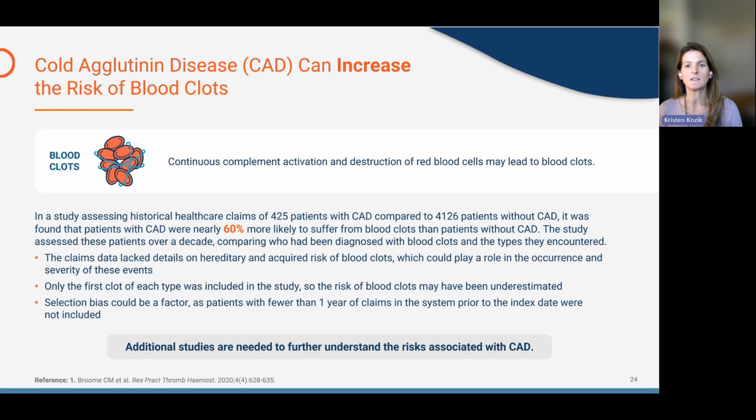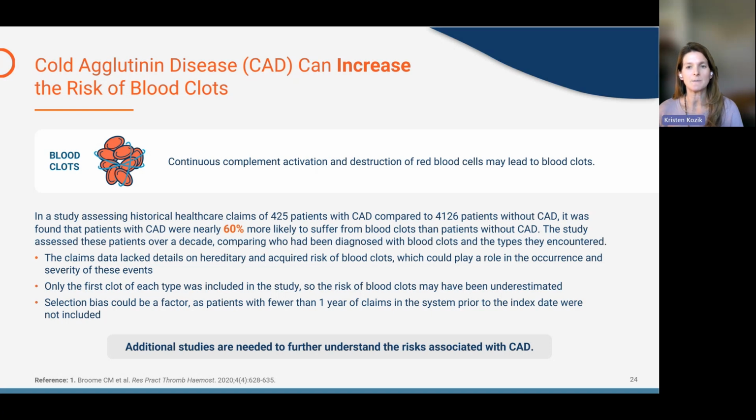Because of the constant complement activation and hemolysis happening in people with CAD, they may be at higher risk of developing blood clots in the body. Now, these blood clots can occur in very small blood vessels and in larger ones as well. In a study assessing historical healthcare claims of 425 patients with CAD compared to 4,126 patients without CAD, it was found that patients with CAD were nearly 60% more likely to suffer from blood clots than patients without CAD.